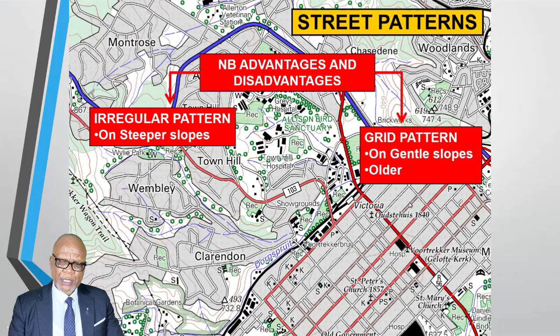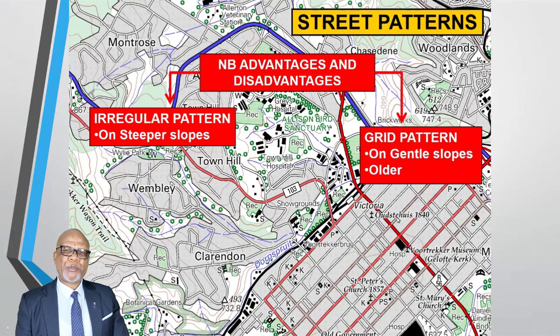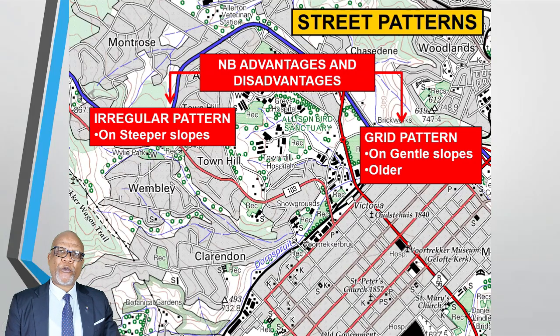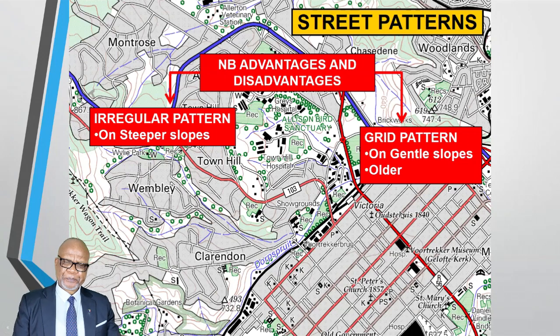So what are we looking at here? We're looking at urban morphology. Many times people get confused between urban morphology and urban profile. What we're looking at here is urban morphology, which is the internal structure of an urban area. So what are we looking at here? We're looking at street patterns.